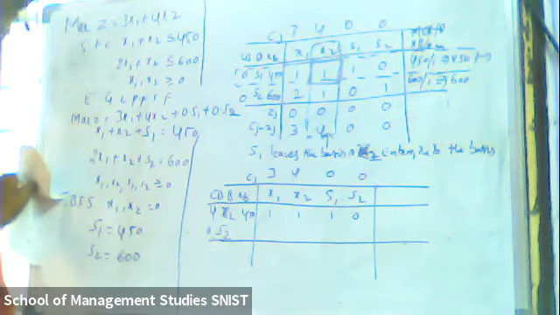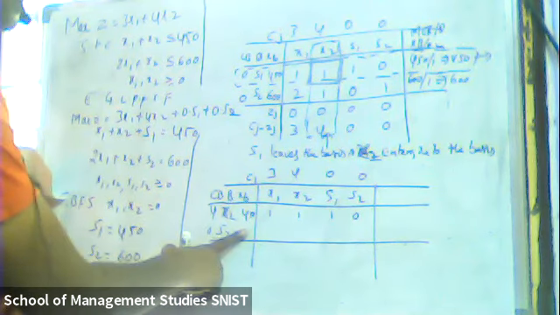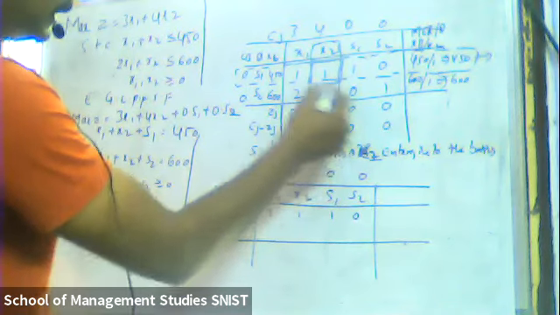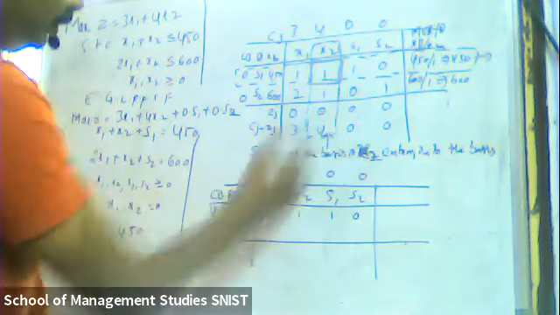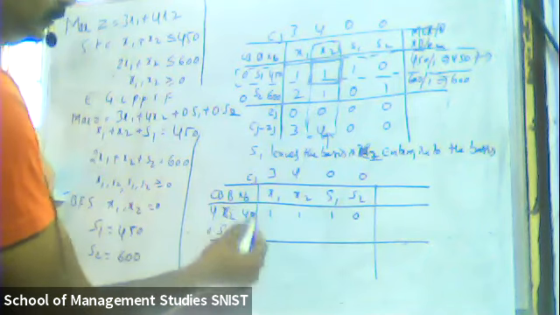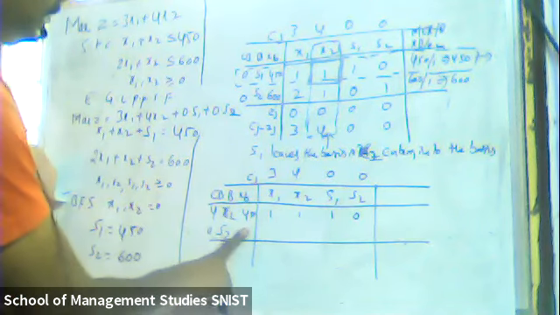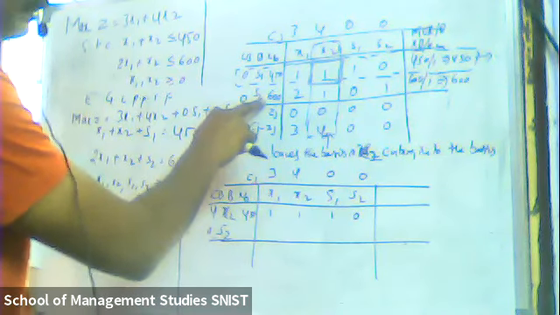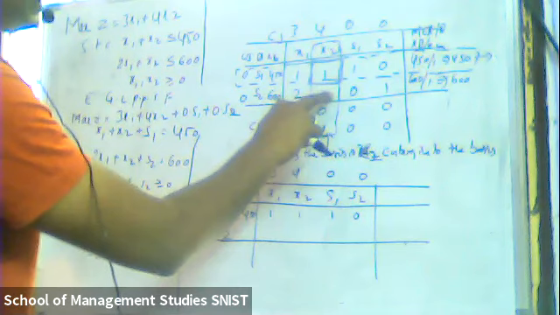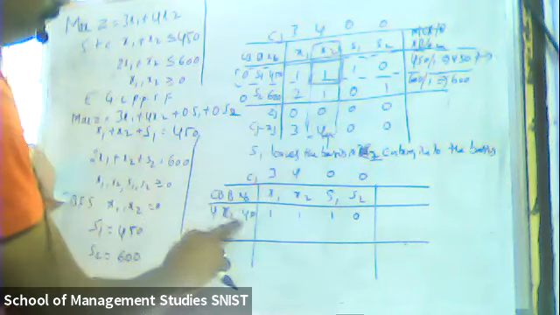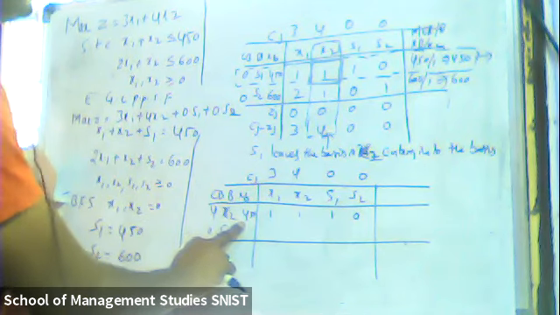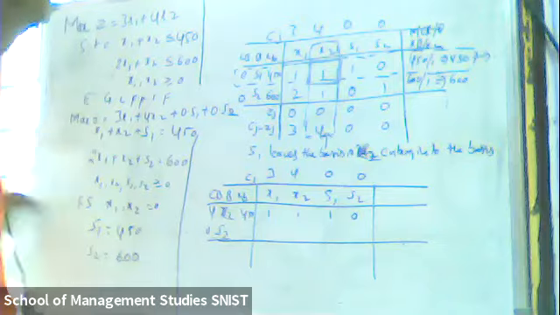Now for S2, we need to find this. R2 new equals R2 old minus key column value of that corresponding row into R1 new. So 600 minus 1 into 450. It becomes 600 minus 450. How much? 150.